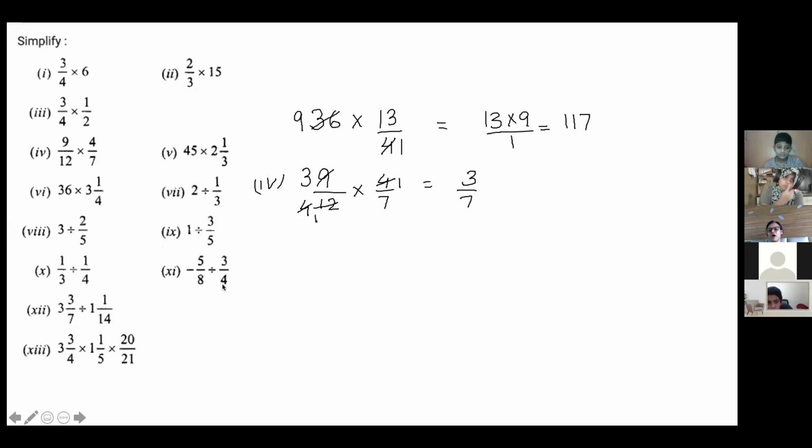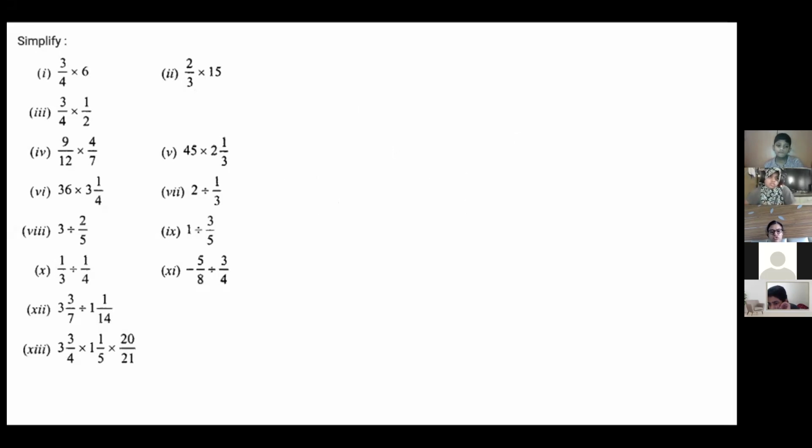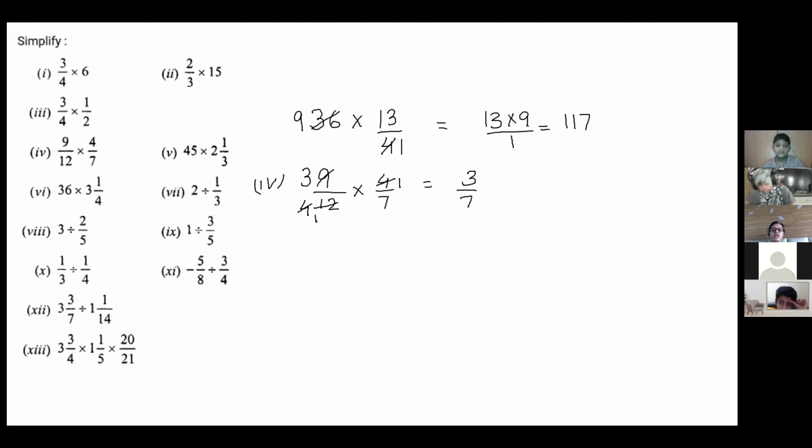Now I'll explain how to do a division question. We explained it last class only, but some of you were not there in the last class, so I'm explaining once again. Those who already know, please continue doing division 1. You have to take the reciprocal of the divisor. That you have to remember.